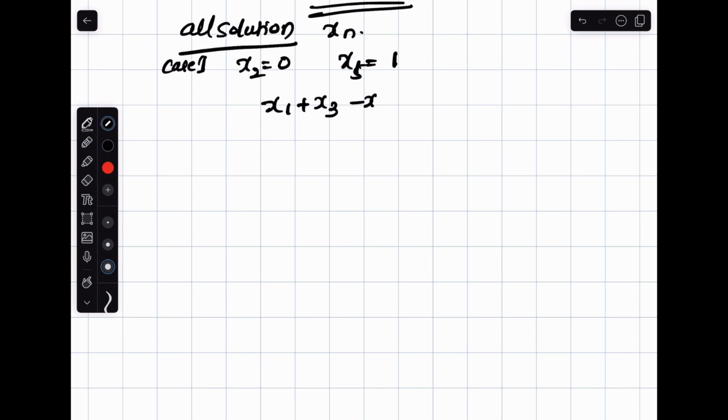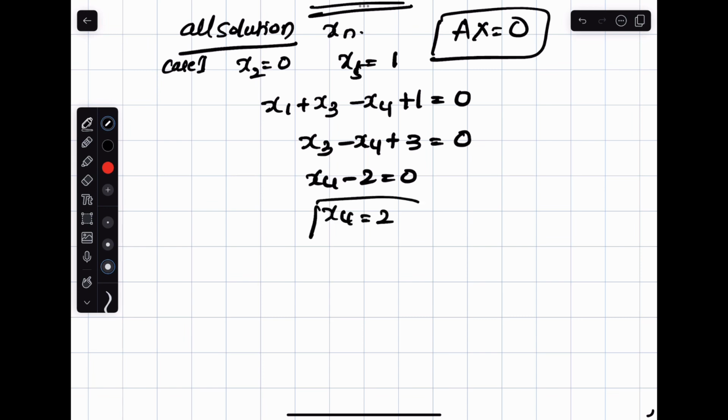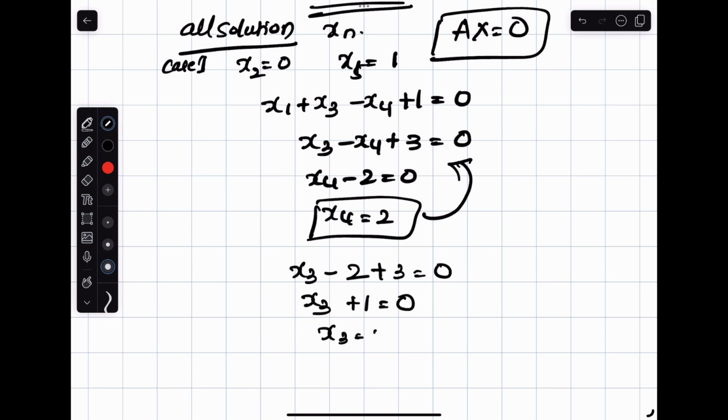Write the equations again for the particular values. So x1 plus x3 minus x4 plus 1 is equal to 0. x3 minus x4 plus x5 is equal to 0. x4 minus 2 is equal to 0. Now we know why it is 0, because for all solutions we have the Ax is equal to 0 format. So x4 is equal to 2, apply to the second equation, minus 2 plus 3 is equal to 0. x3 plus 1 is equal to 0, x3 is equal to minus 1.